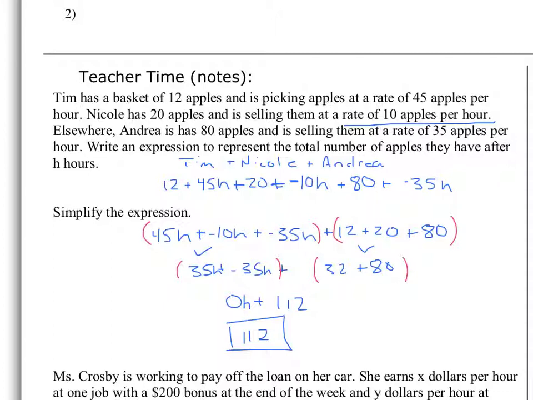Okay? So think about that in terms of real world. This also means that when we break it down to just this 112, no matter how many hours go by, they will have 112 apples at the end of that hour.